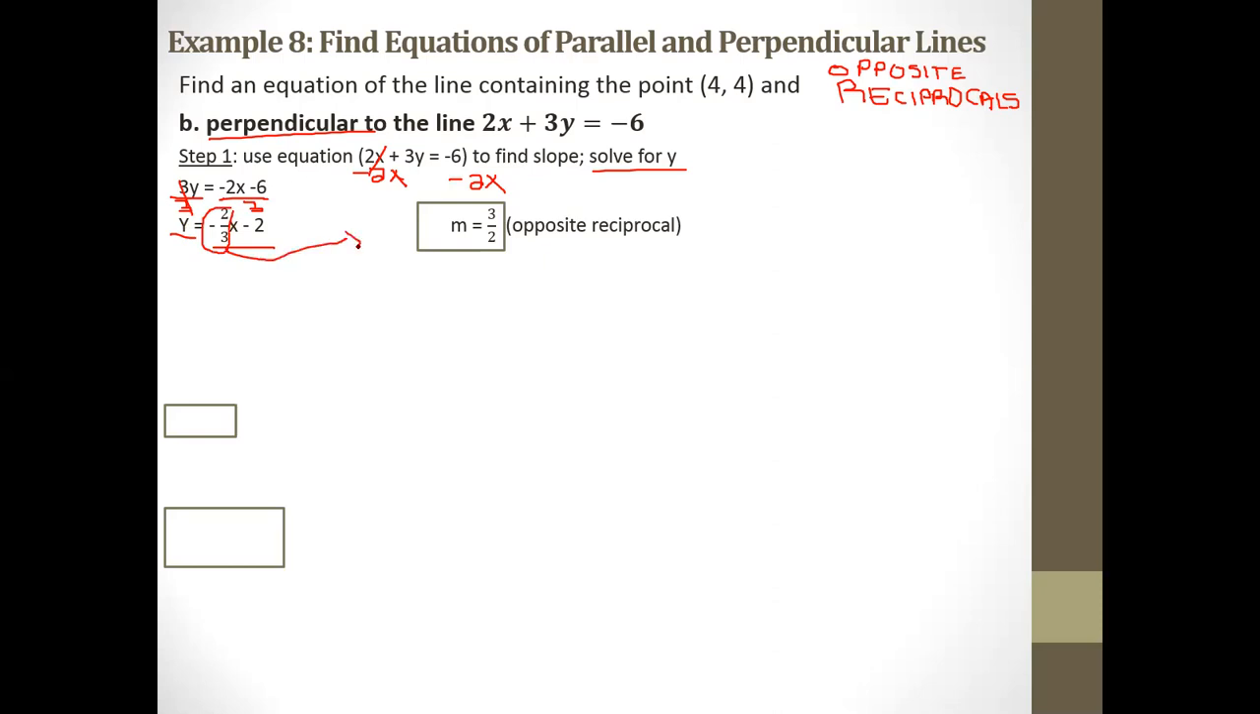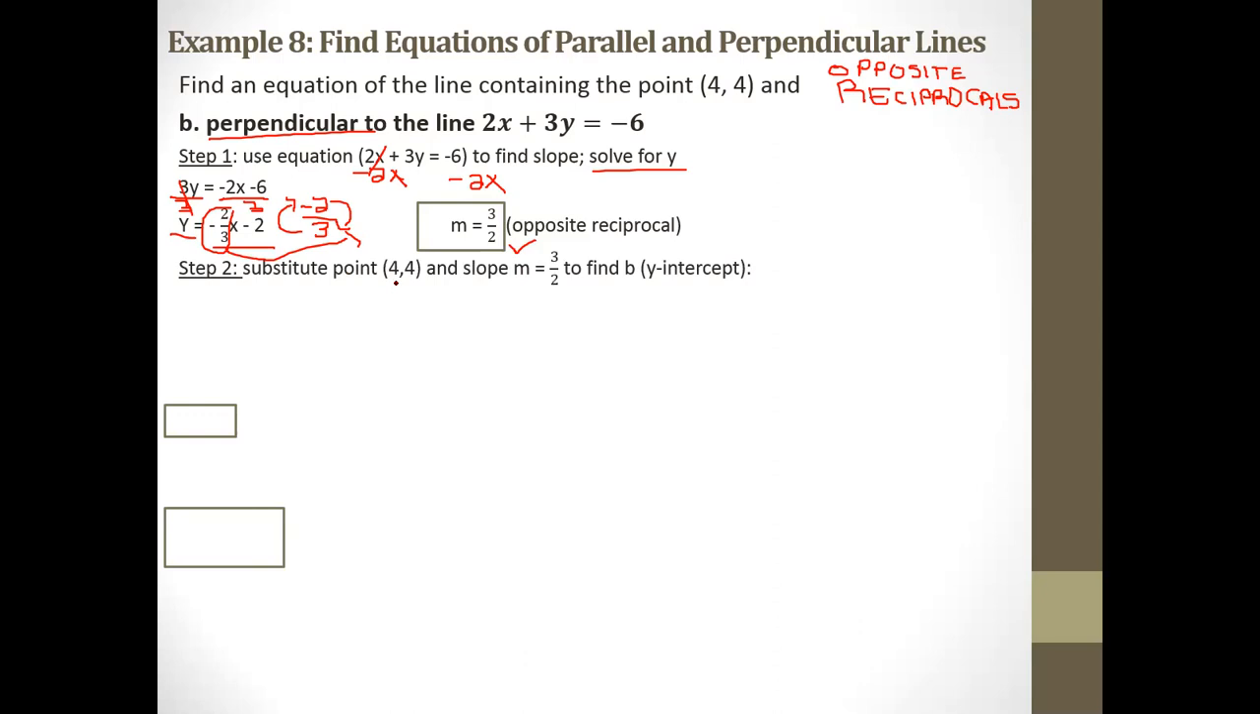But we need the opposite reciprocal of negative 2/3. So negative 2/3, opposite: negative would be positive, and the reciprocal we get when we flip this fraction. We move the denominator to the numerator and the numerator to the denominator. That's how we get positive 3/2. So this is our slope.